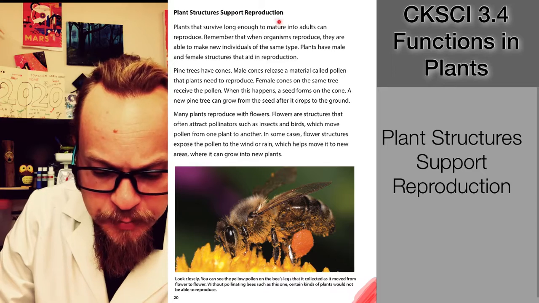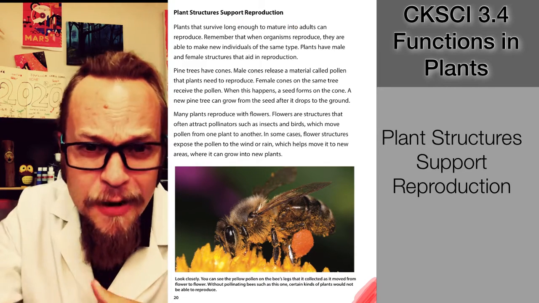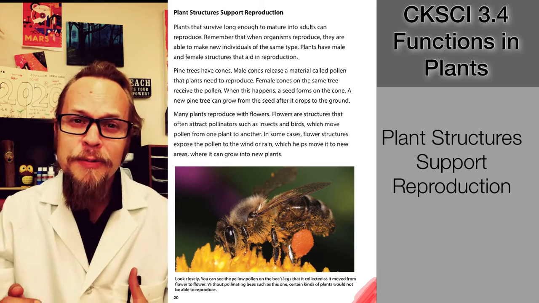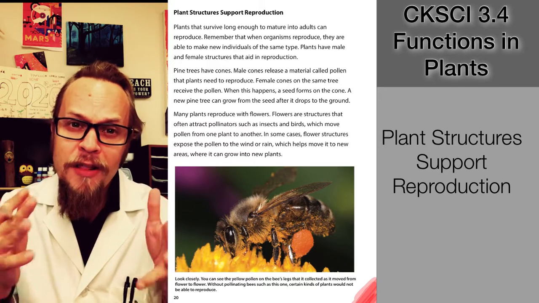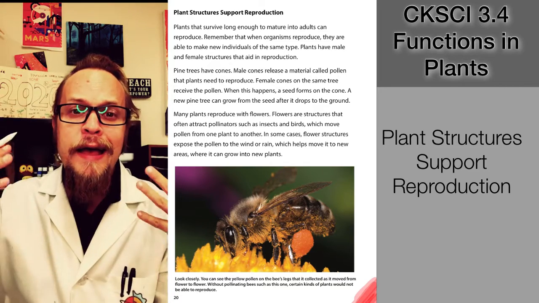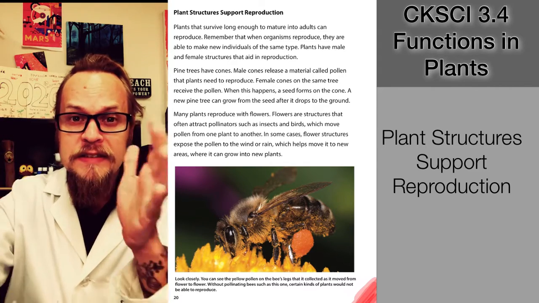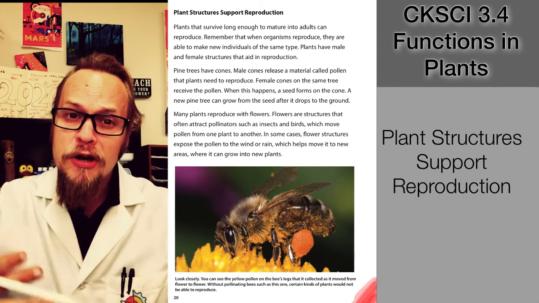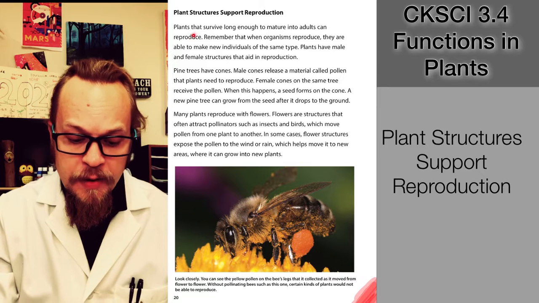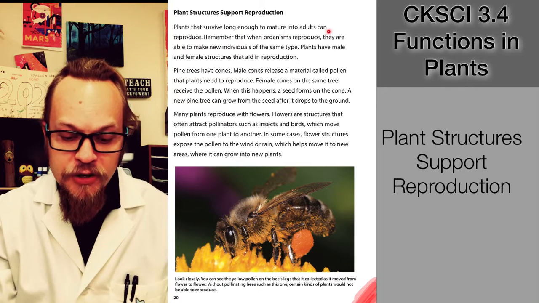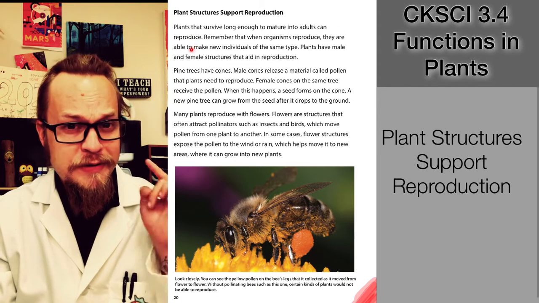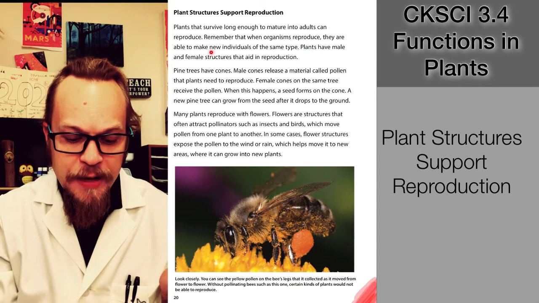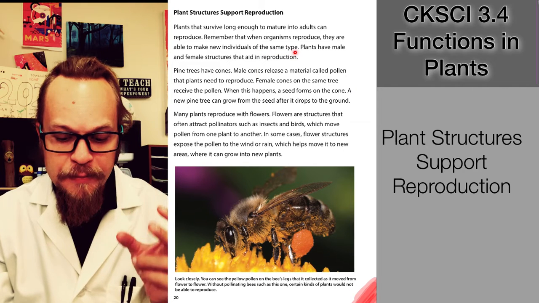Plant structures support reproduction. Well, animal structures help support their reproduction. The animals are reproducing, the plants are reproducing. It's all about growing up bigger and bigger and hoping that your genes are passed on and your species survives to make younger offspring. Plants that survive long enough to mature into adults can reproduce, a lot like animals. Remember that when organisms reproduce, they are able to make new individuals of the same type.